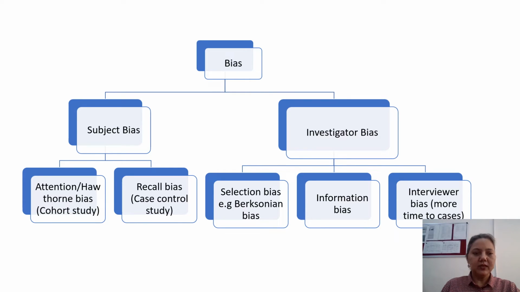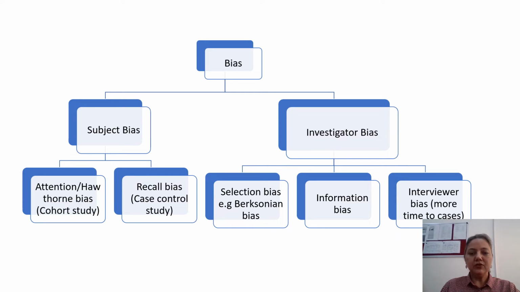Attention bias is when the study participant tries to change or eliminate his behavior, usually seen in cohort studies. Recall bias is that cases are able to recollect more regarding their exposure status as compared to the controls. Investigator bias is further of selection bias, information bias, and interviewer bias.